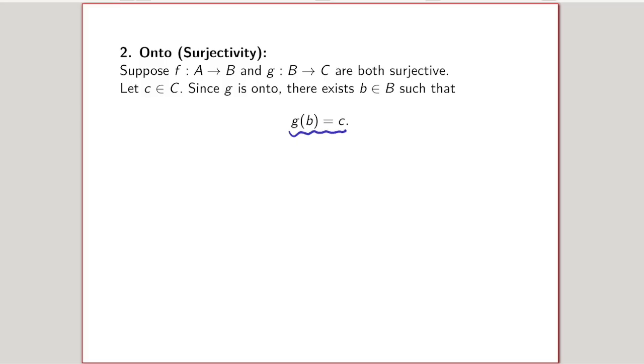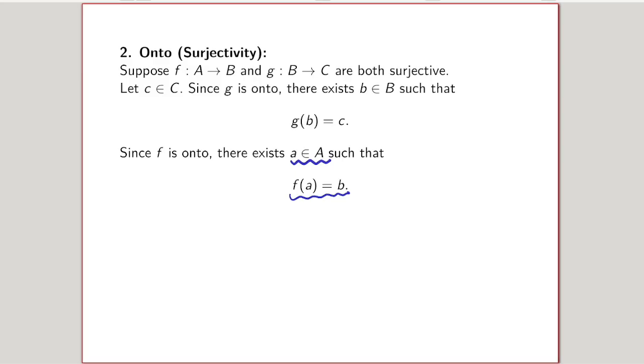Now we have one element b in B. So here we are going to use the onto condition for the function f. Since I have one element b in the codomain of f and f is onto, corresponding to this b, I can find one element in A, that is a in A, such that f of a will be equal to b. So what I am going to show is this pre-image a will be the pre-image of c under the map g composition f.